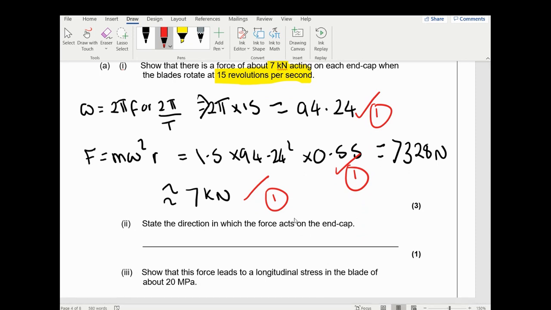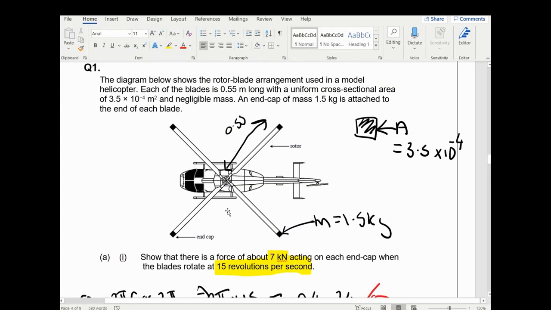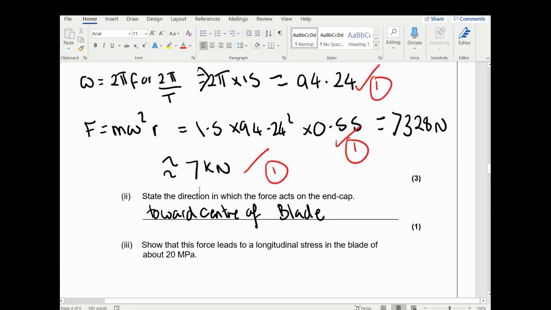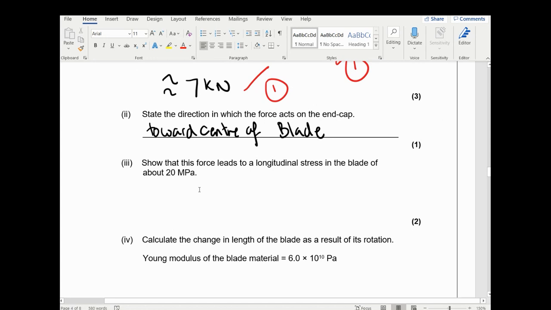The direction in which the force acts on the end cap is towards the center of the blade. What's actually happening is the end cap here has a velocity this way, and it is feeling a centripetal force, which is causing it to rotate this way.